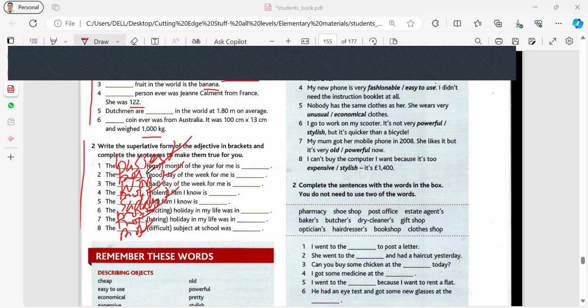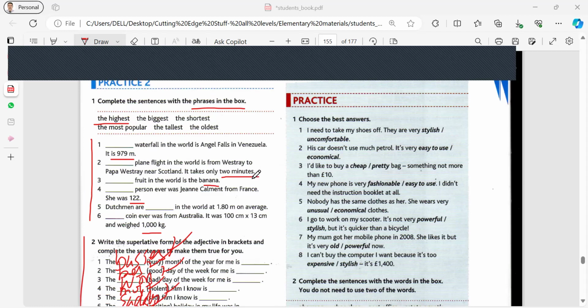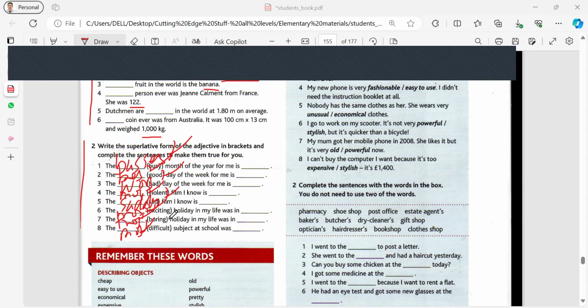Abdulaziz, what is the busiest month for you? The best month, May. What is the best day of the week for you? Wednesday. What is the worst day of the week? Sunday. The most violent film I know. What does violent mean? Walking Dead. The most exciting holiday in your life was in the beach. The most difficult subject at school was art.